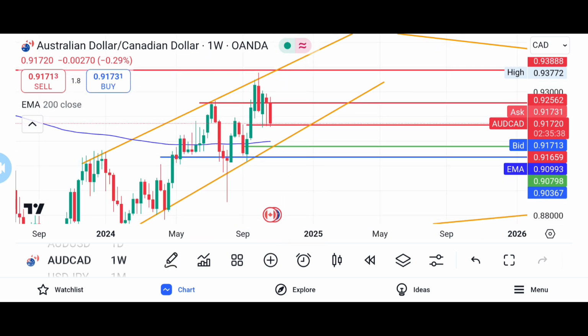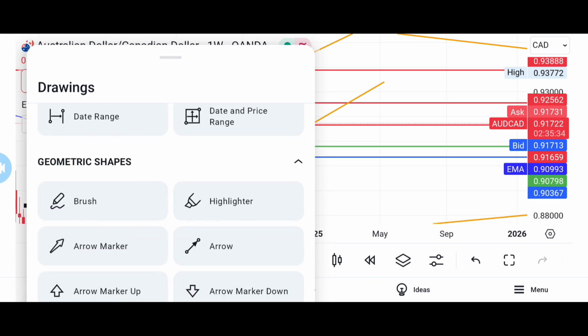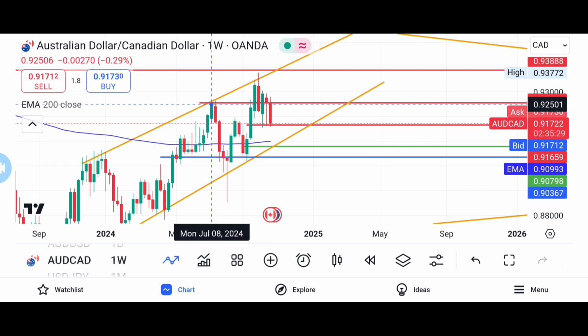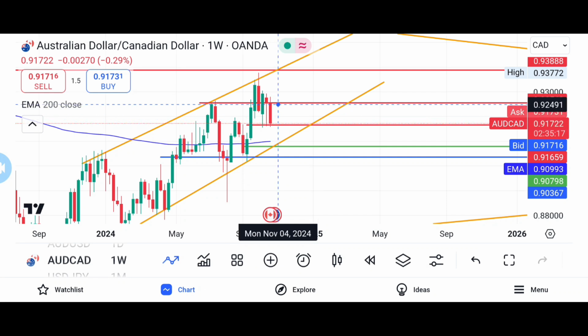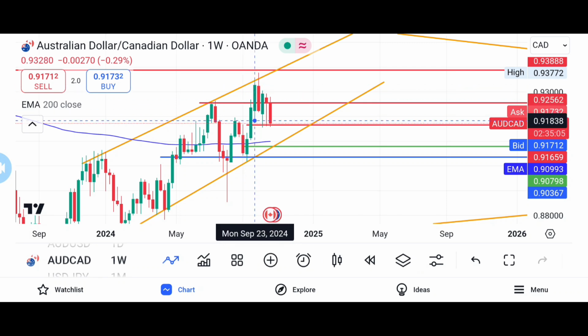We are yet to form the left shoulder on the weekly, and that's why it's good to do your analysis using higher time frames, like weekly, daily, and monthly. So we say this is the right shoulder, this is the head, and we are yet to form the left shoulder. So let's continue to daily. Now we are forming a bias.